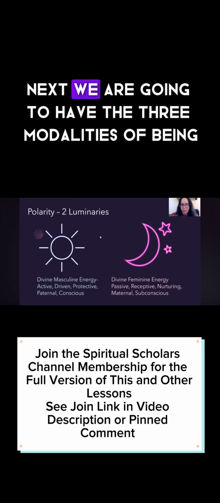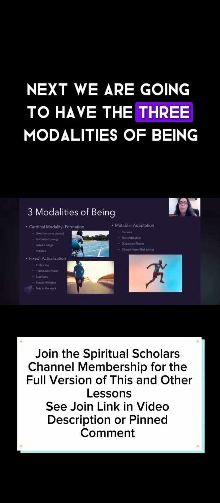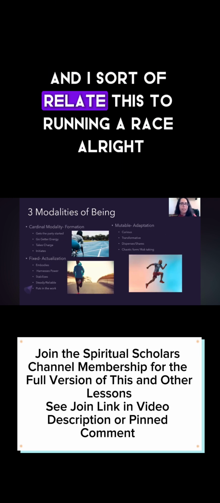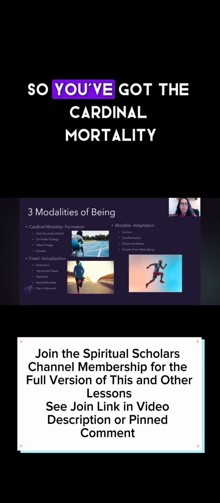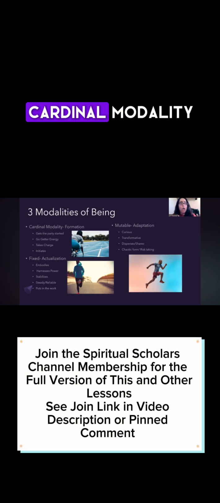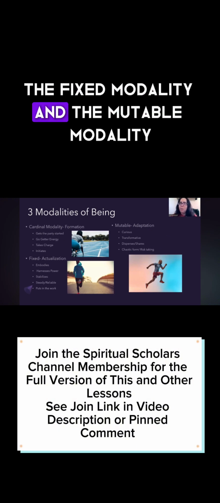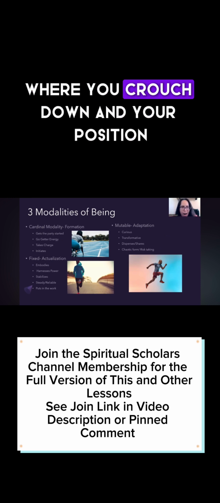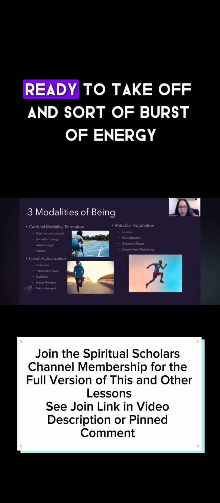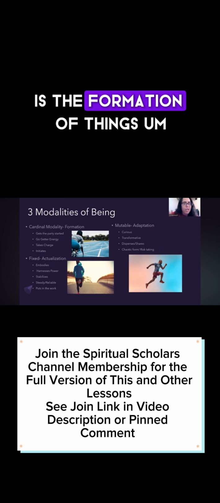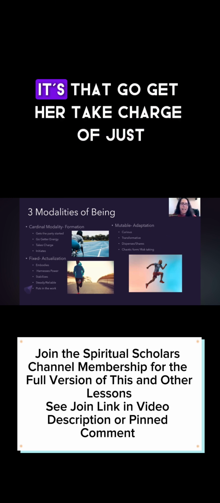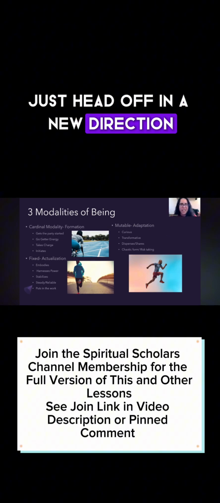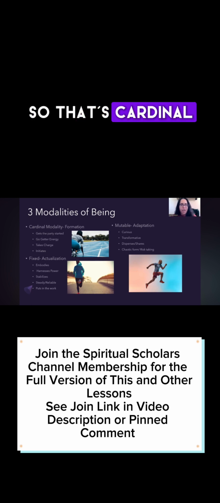Next we are going to have the 3 modalities of being. I relate this to running a race. You've got the cardinal modality, the fixed modality, and the mutable modality. Cardinal modality is like the beginning of the race, where you're crouched down and positioned, ready to take off in a burst of energy. It gets things started. It's the formation of things. It's that go-getter, take-charge, heading off in a new direction type energy. So that's cardinal.